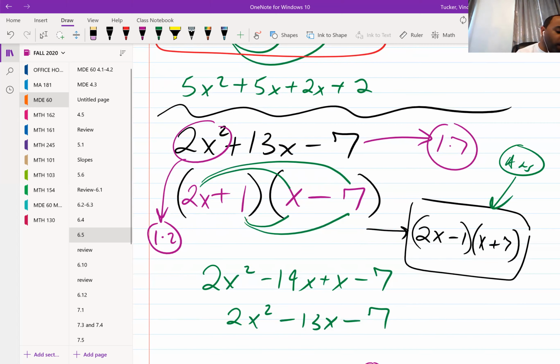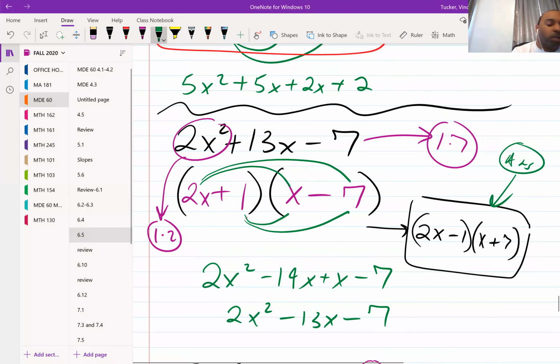So you have everything right except for that sign initially, and all you have to do is switch your signs in your parentheses, and that'll give you the sign that you need. All right, questions before we look at another one.